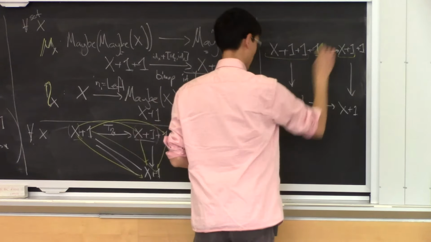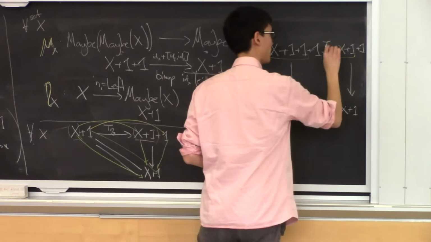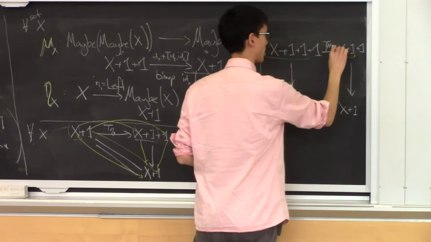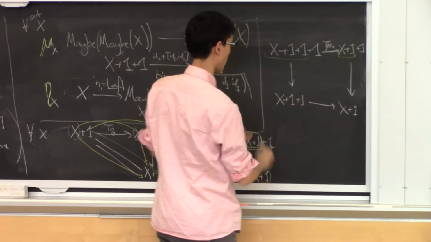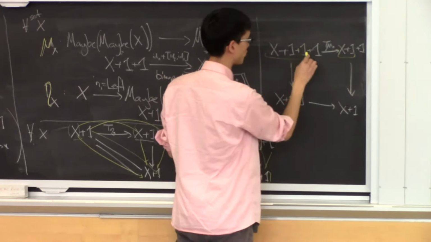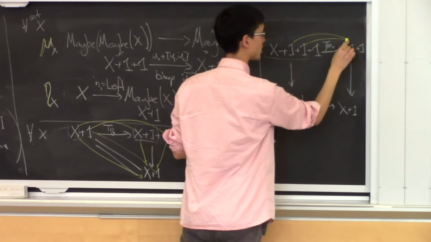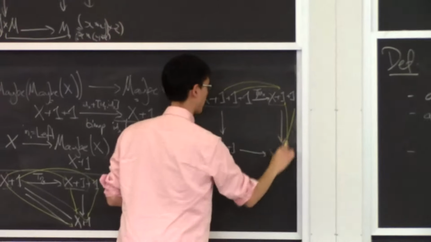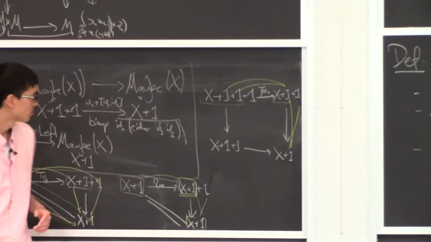So this is t of mu sub at x. And so what this is saying is we combine these two 1s to this one first, and then combine these two ones down, right?